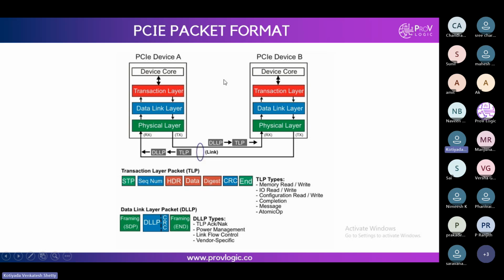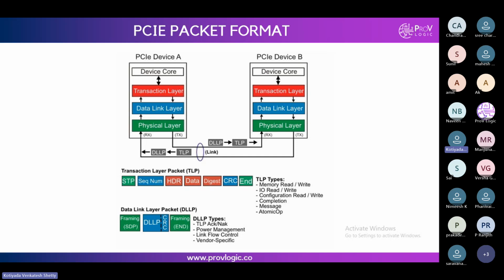After connecting the device, after detecting device A and device B, the physical layer intimates the data link layer: my job is done, you can send the data. In the data link layer, what happens? In the data link layer, it will start sending the DLLPs. There is a flow control mechanism. I will tell you a small intro of the flow control.